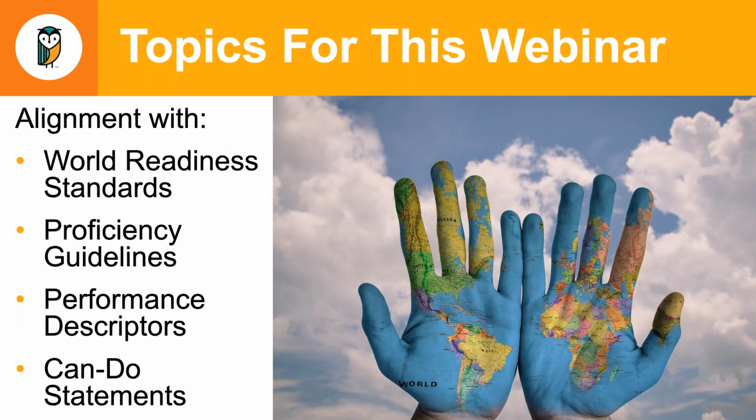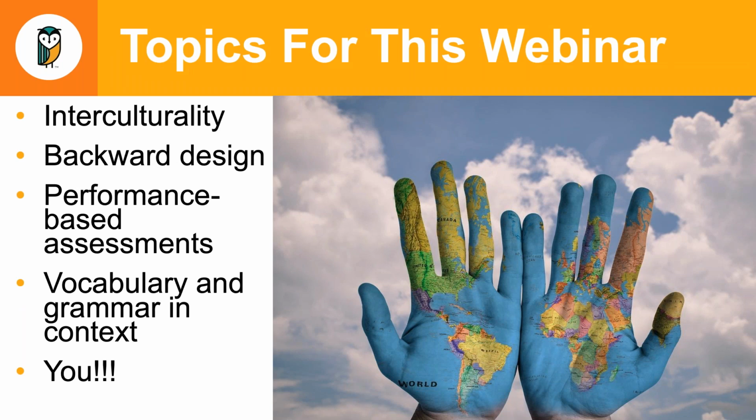If your department or your district is teaching for proficiency or making the transition to teach for proficiency, we feel the program really needs to have all of the following qualities and characteristics. And these are the sorts of things we're going to be talking about in our time together today. First and foremost, it should be fully aligned to the World Readiness Standards for Language Learning, the proficiency guidelines, performance descriptors, and can-do statements. And interculturality is also important.